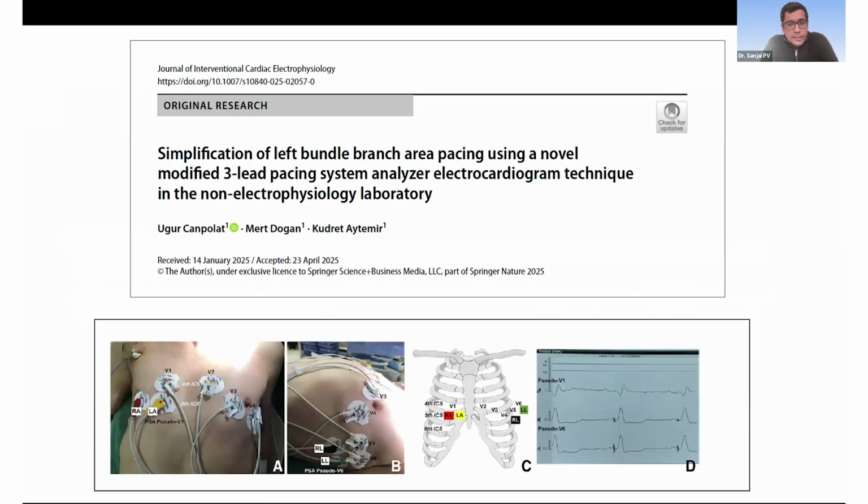Another interesting study used the exact same orientation of the leads. This was from Turkey, recently published in JICE in March. They used the same configuration, but they did it in an EP lab, and again they checked how well the measurements from the PSA correlated with the measurements done in the EP lab, and again they had excellent correlation, almost in 100% of the cases. This was with around 85 patients from Turkey.